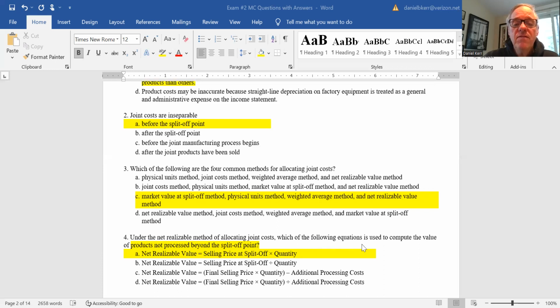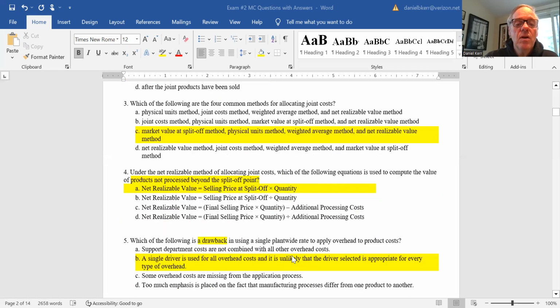So to get the value of the products not processed beyond split-off, it's the selling price at split-off times the quantity. So the answer there is A.